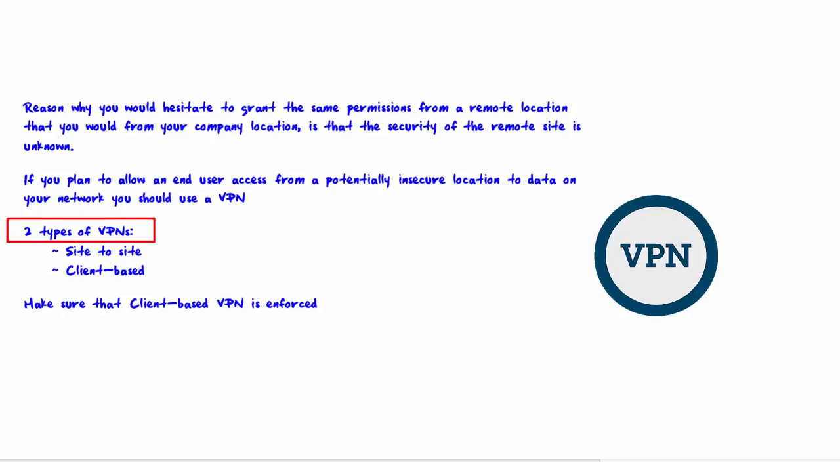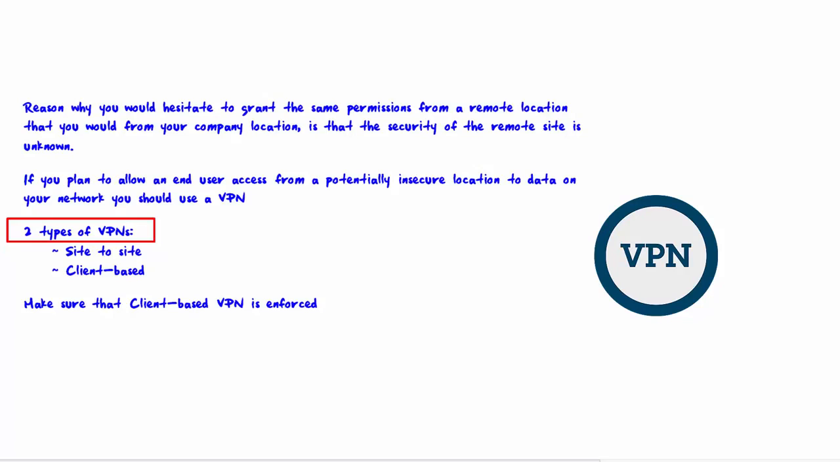Now there are two types of VPNs, site-to-site VPNs and client-based VPNs. What we're talking about here is client-based VPNs. Here, a piece of software is installed on the end user's laptop. This allows the remote user to establish a VPN from his laptop to the security appliance that sits on your home network. The important thing to realize is that the VPN allows all data between the laptop and the remote network to be tunneled and therefore encrypted.